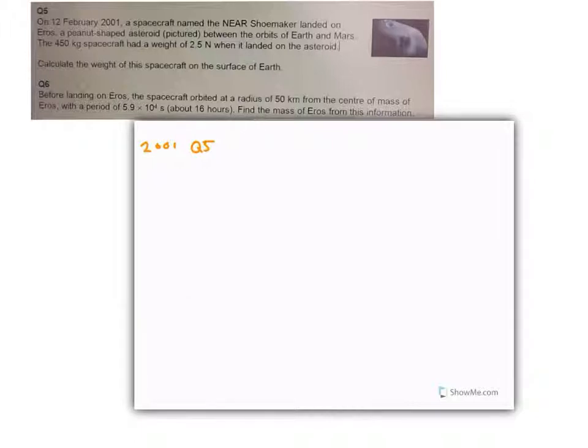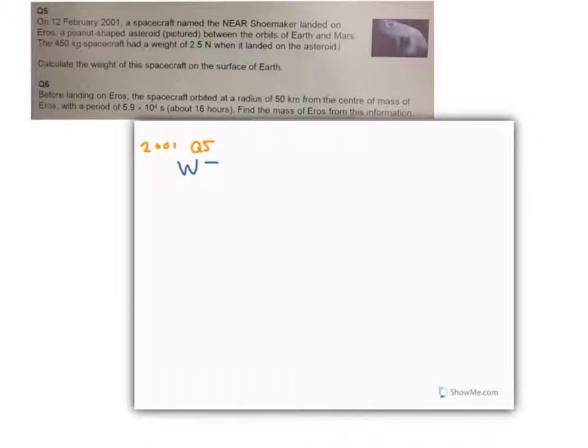Okay, continuing from the 2001 questions. This one's question 5. Question 5, 6 and 7 all relate to a new thread, which says on the 12th of February 2001, a spacecraft named the Near Shoemaker landed on Eros, a peanut-shaped asteroid between the orbits of Earth and Mars. The 450 kilogram spacecraft had a weight of 2.5 newtons when it landed on the asteroid. So for question 5 it says to calculate the weight of this spacecraft on the surface of the Earth.